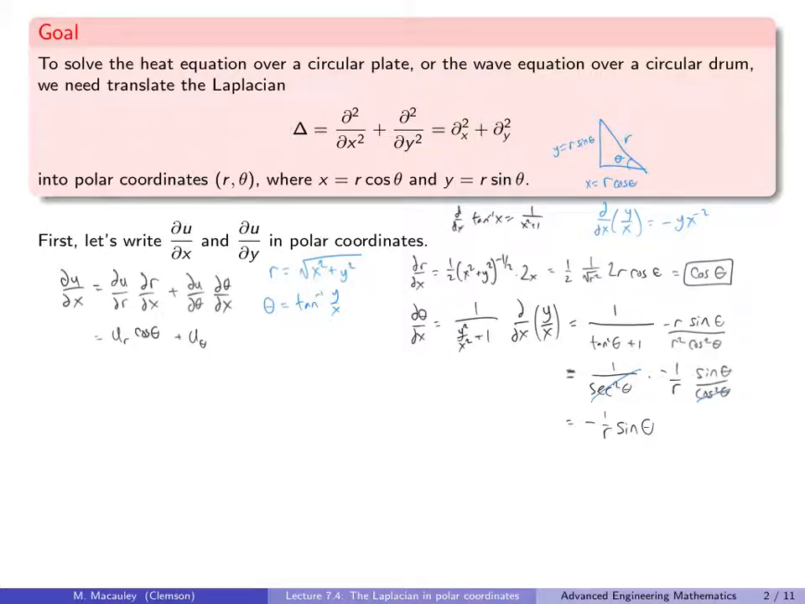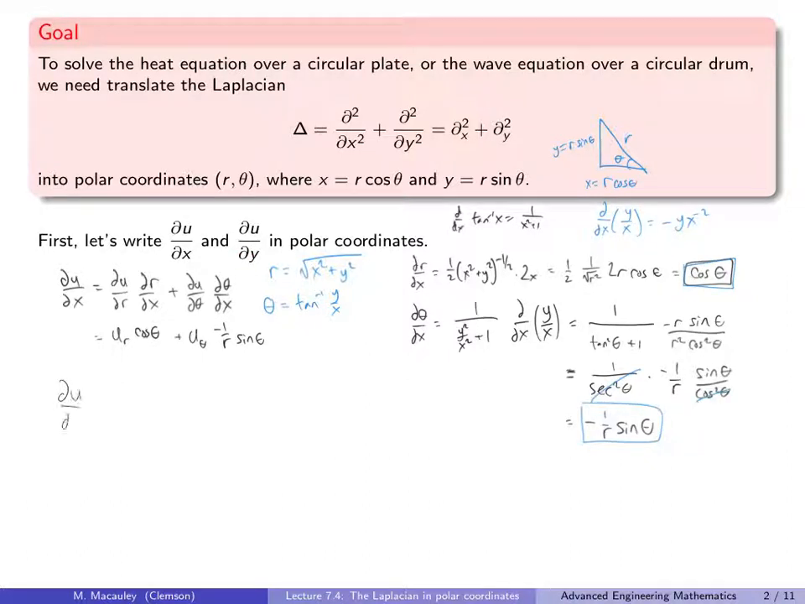So let me box that. Okay, so box that. I guess I boxed that one. So we have u theta times negative 1 over r times sine of theta. Okay, so that's du dx. Let's also do du dy. So some of this we can do by symmetry.